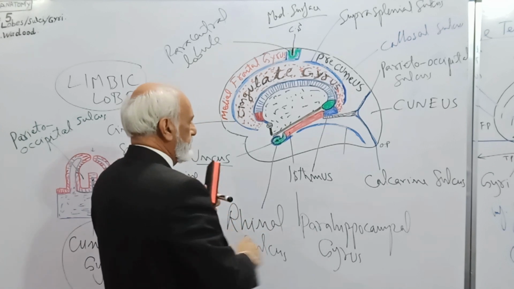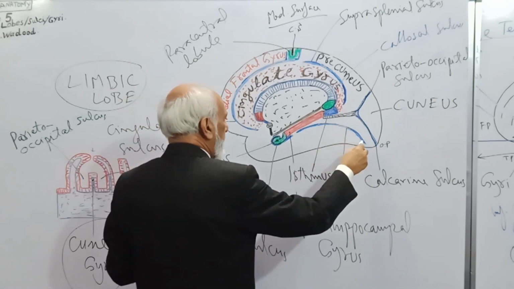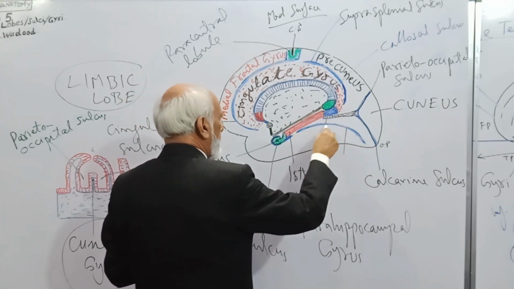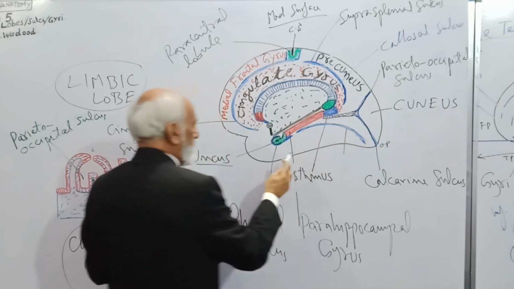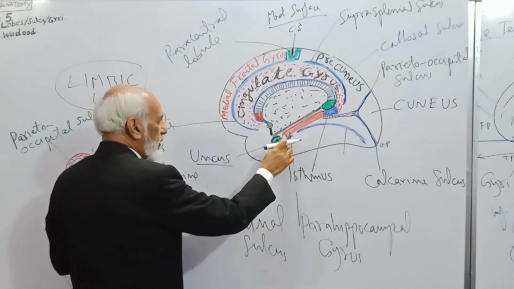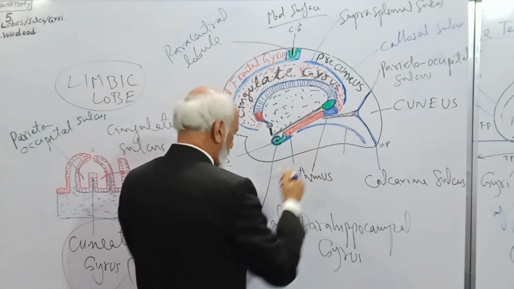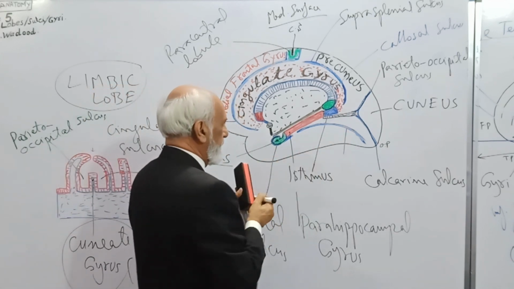Next, I told you this is calcarine sulcus and this is collateral sulcus, which after a short break is continued as the rhinal sulcus. So this is collateral sulcus.